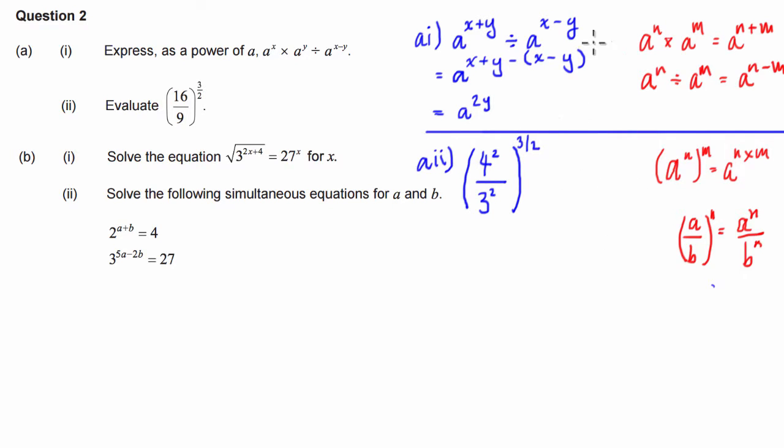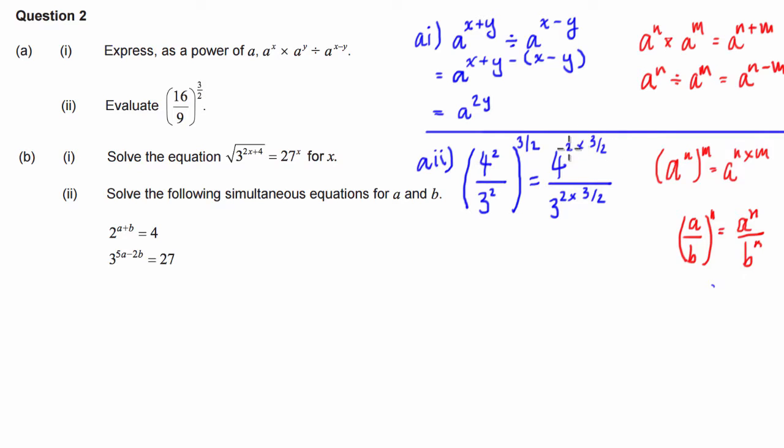Now, the reason I do that is because when I multiply the power into the bracket, I'm going to have 4 to the power of 2 times 3 over 2, over 3 to the power of 2 times 3 over 2.